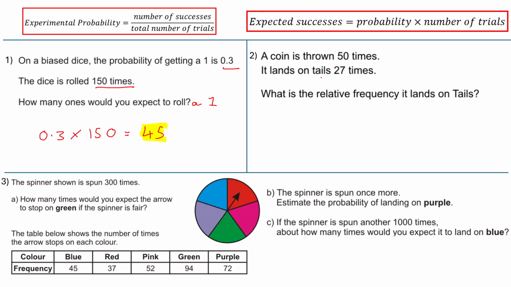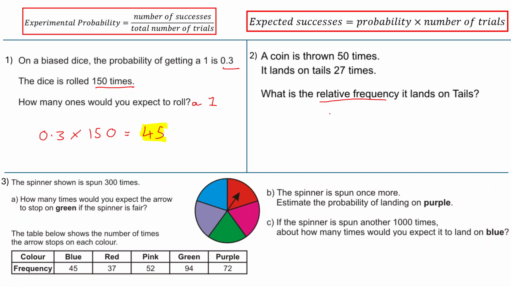A coin is thrown 50 times, it lands on tails 27 times. What is the relative frequency of getting a tail? So that's just using this basic formula, isn't it? But it's just being aware, what does relative frequency mean? It means the same thing as experimental probability, which is just pretty much probability.